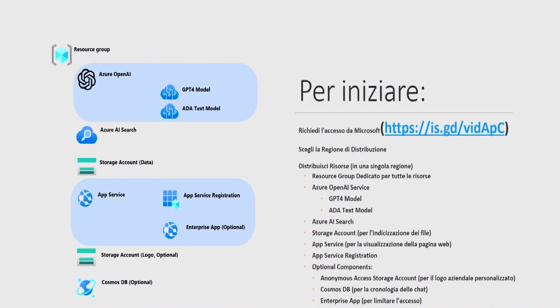But what we're going to be creating is an app service that includes an app service registration, which controls access and says that only users within your organization can access this. You can also create an optional enterprise app to have it show up as a tile within the My Application space. In the demo, I'm also going to create a separate storage account just for anonymous access to a logo file. You can place this anywhere you have your logo file, so if you already have it somewhere else, that's why I put that as optional. And there's also Cosmos DB, which is used for chat history, which is an optional component as well.